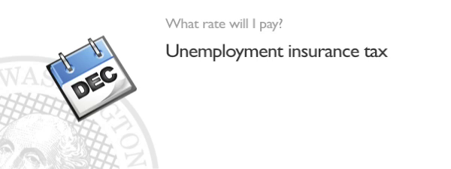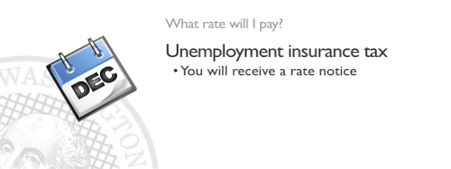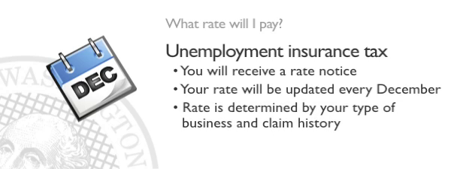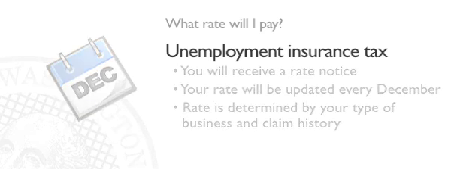As a new business, the Employment Security Department will send you a notice with your unemployment insurance tax rate. Then, every December, your rate will be updated and the new rate will apply for the following year. Your unemployment insurance rate is determined by the type of work your business does, and, once you've been in business for a while, your claim history.